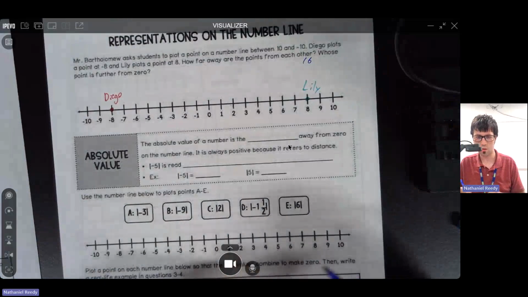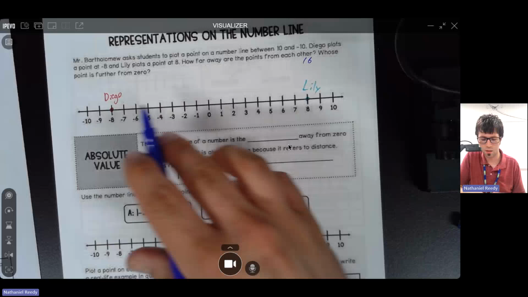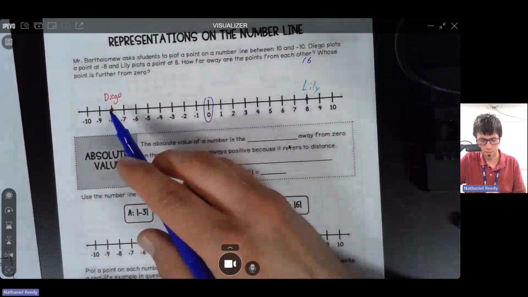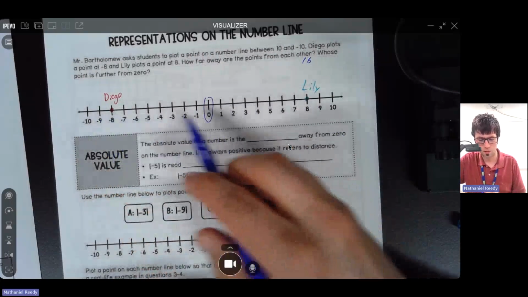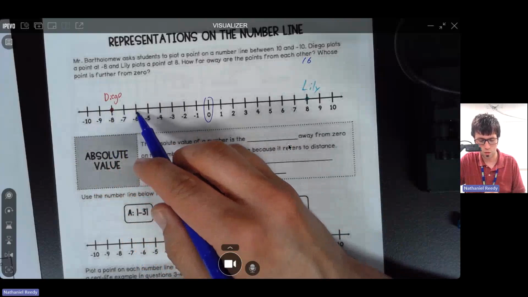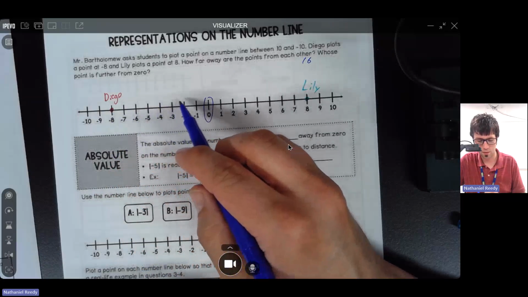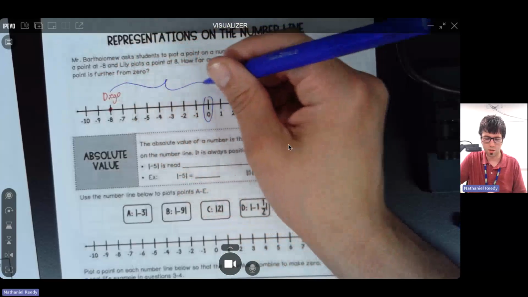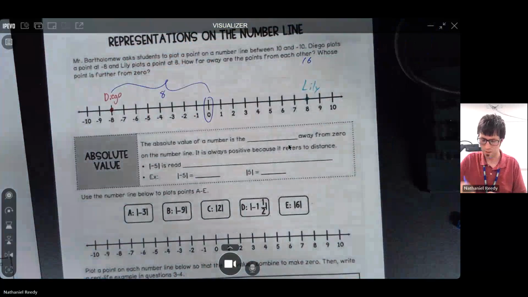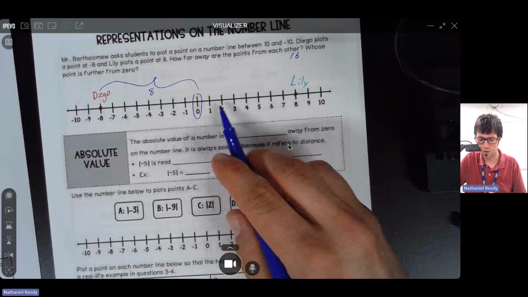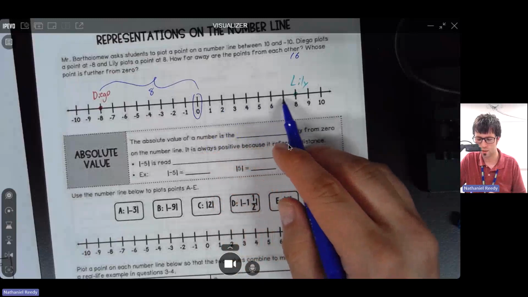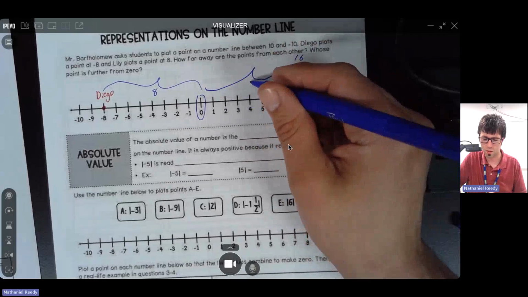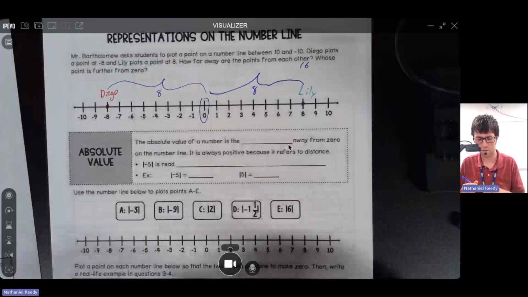Whose point is further from 0? Okay, so now I'm going to count the distance from each point to 0. And I'm just going to count until we get there. So here we go. 1, 2, 3, 4, 5, 6, 7, 8. So the distance between just these two is 8. Now the same thing for Lily. 0, 1, 2, 3, 4, 5, 6, 7, 8. Well, that's how I was just counting, but it's still the same as the distance. So now the distance between 0 and Lily's point is 8 again.